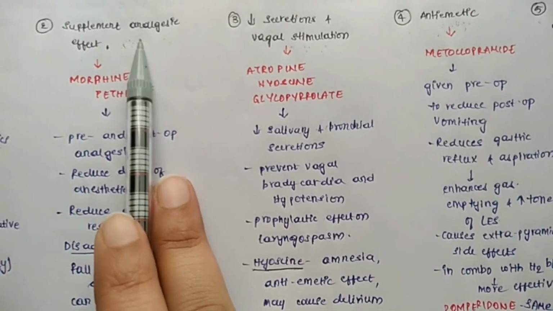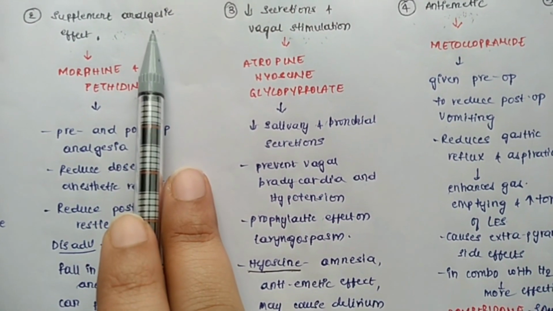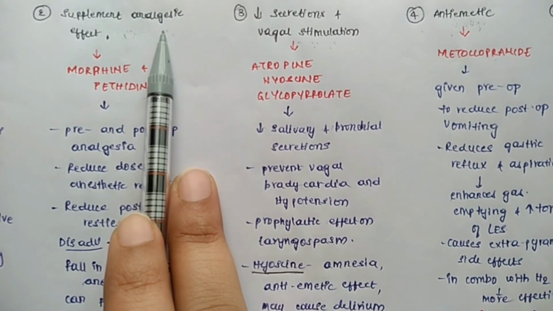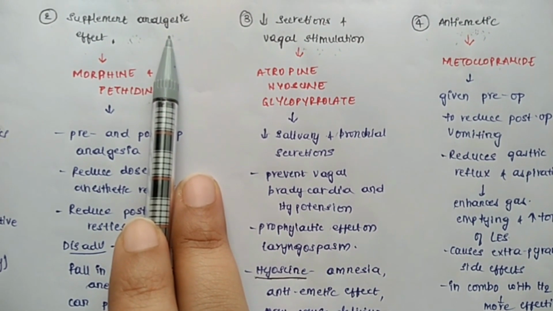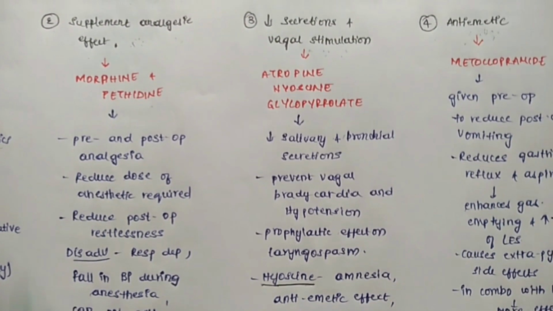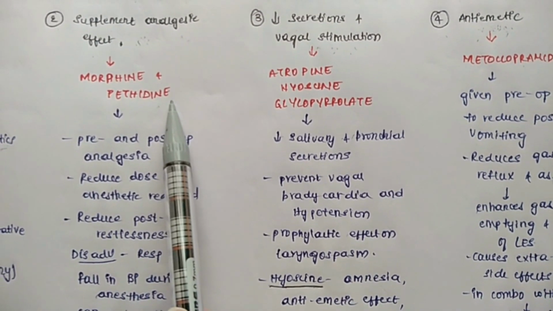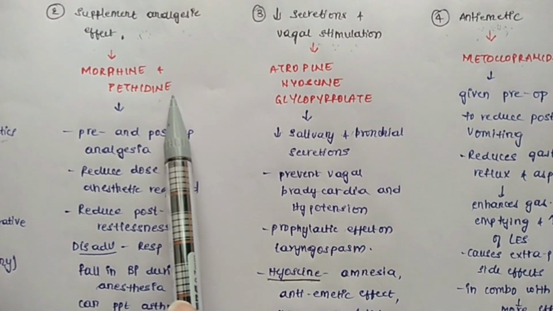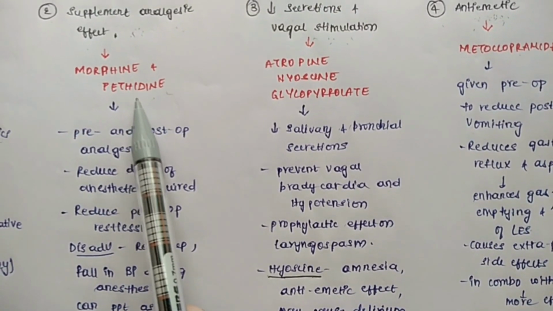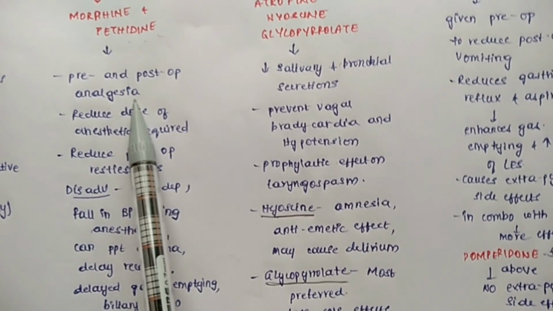Now coming to the second one, that means supplementation of the analgesic effect. The main component of the anesthesia or the general anesthesia is to produce analgesia. So the anesthetic that is given to the patient must produce analgesia also. Let us see what are the analgesics that are given pre-anesthetically. Opioid analgesics are the most popular pre-anesthetic medication that are used previously to produce analgesia. Opioids like morphine and pethidine are used previously. They produce pre- and post-operative analgesia.